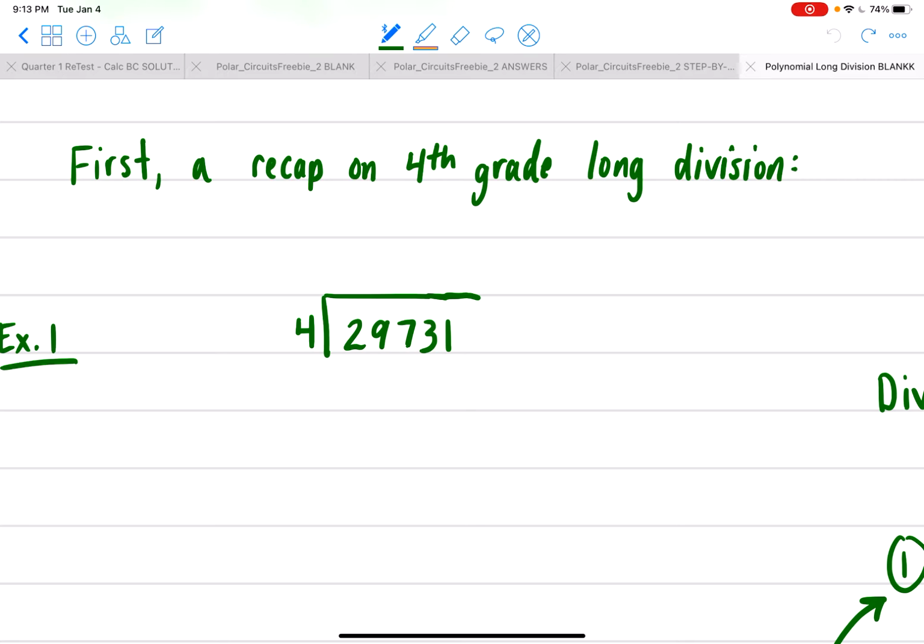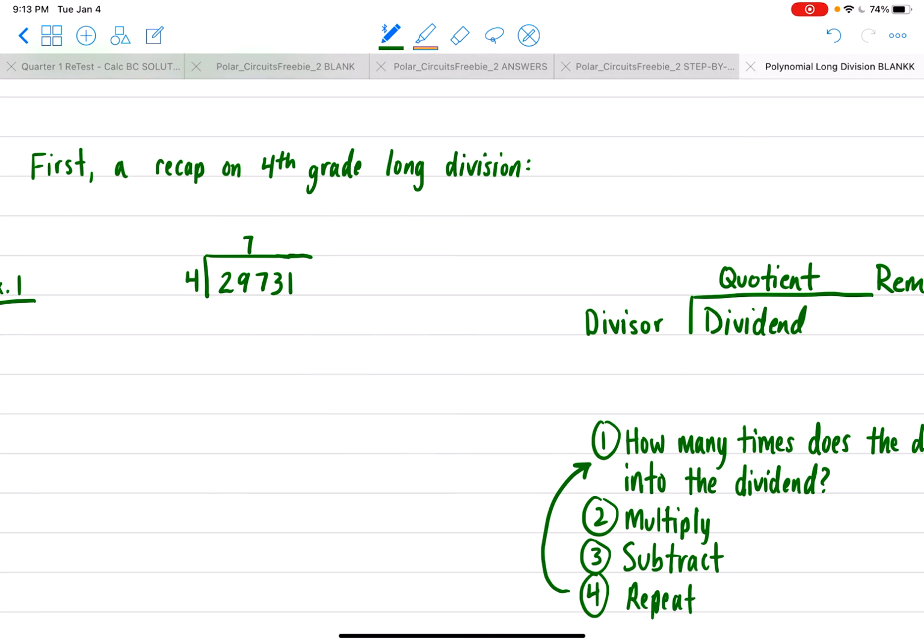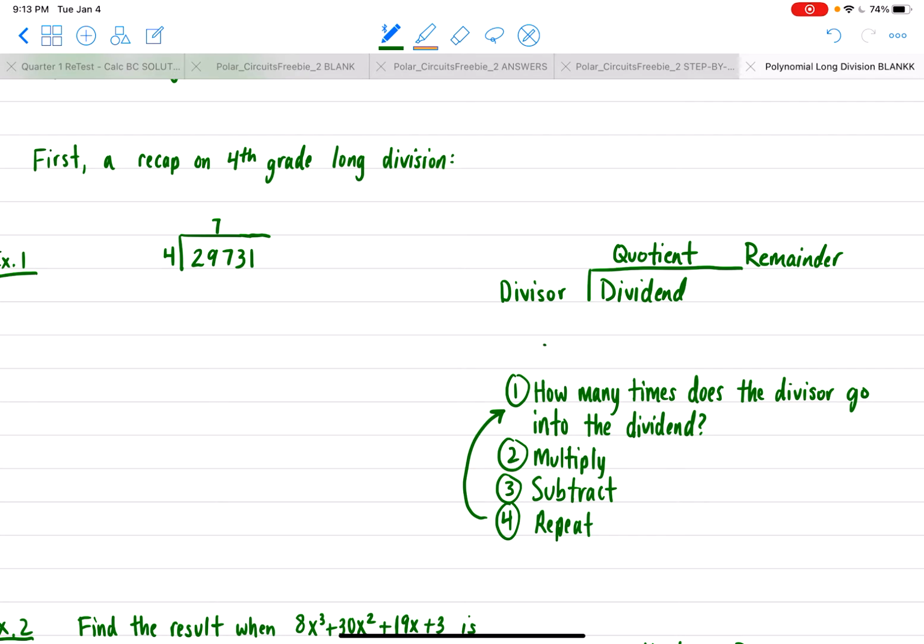4 doesn't go into 2, so you can write a 0 here if you want. Some teachers do, some don't. I don't really bother writing a 0 there. It's not really necessary. So then you ask yourself, if it doesn't go into 2, does it go into 29? And the answer is yes, it goes in 7 times. 4 times 7 is 28. Okay, the steps are right here.